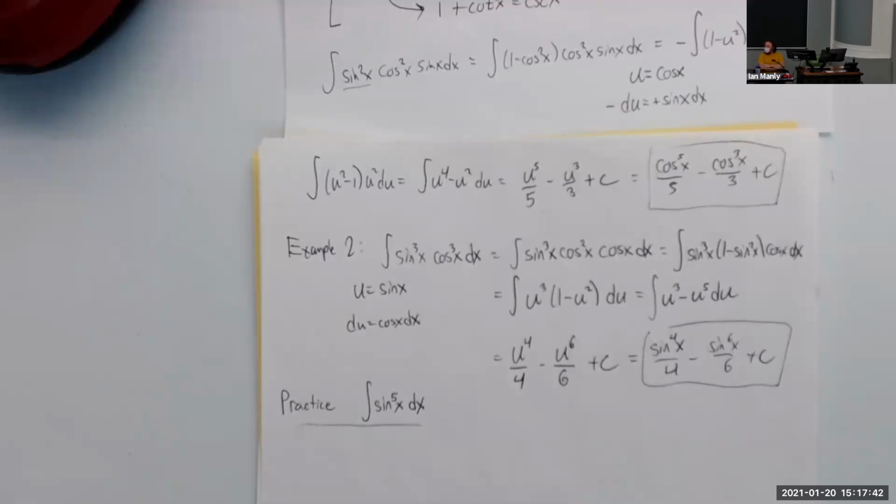Why isn't it just sine to the sixth over 6? The power rule only works if it's x raised to a power. If it's anything else raised to a power, the power rule doesn't work. To see why that is, take the derivative of sine to the sixth over 6, and you'll see you won't get back to sine to the fifth.